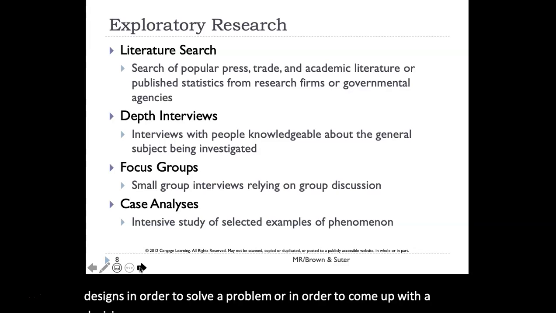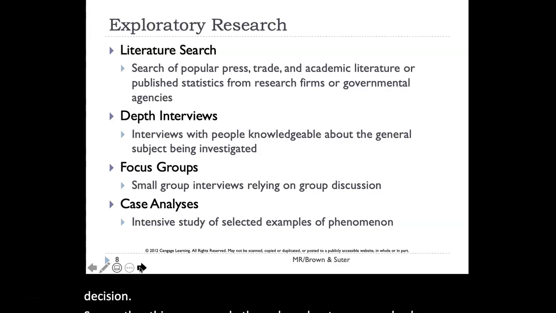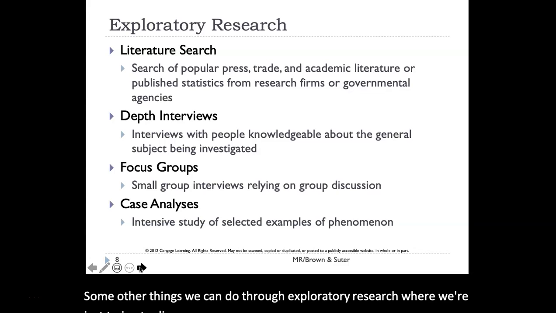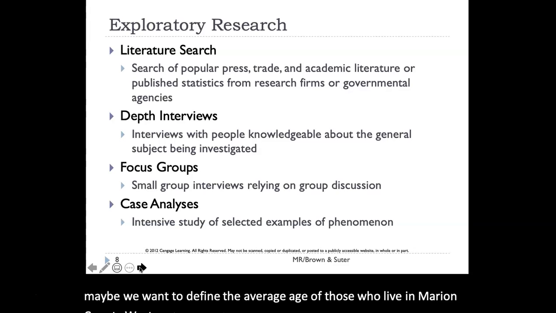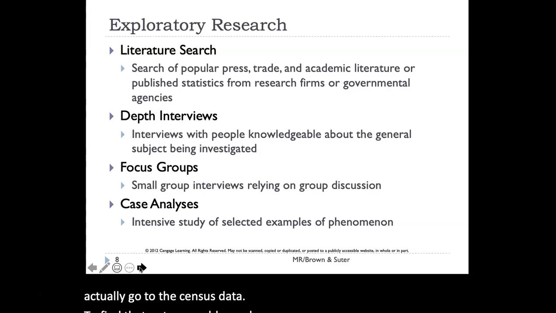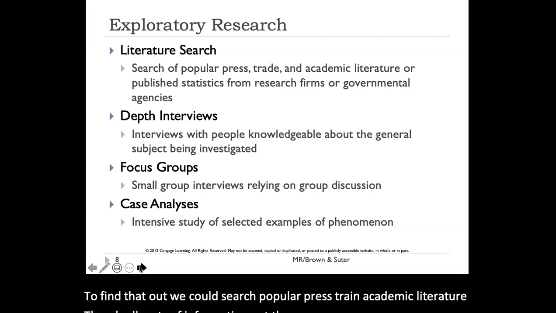Some of the things we can do through exploratory research, where we're just trying to discover certain aspects. We could do a literature search, which would be secondary data that we could find information from. Maybe we wanted to find the average age of those who live in Marion County, West Virginia. So we could do a literature search. We could actually go to the census data to find that out. We could search popular press, trade, and academic literature. There's all sorts of information out there. So exploratory research really starts with literature search because it's very inexpensive.